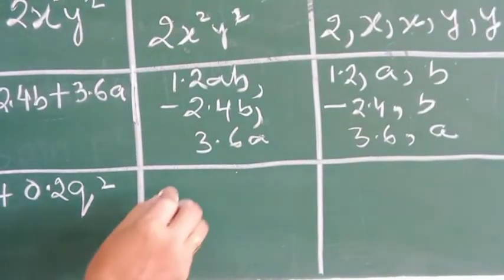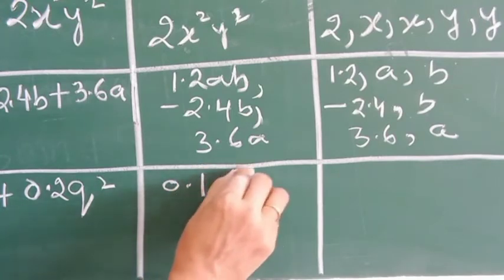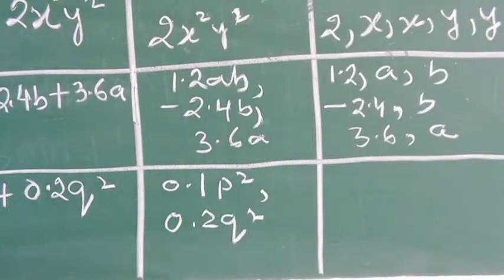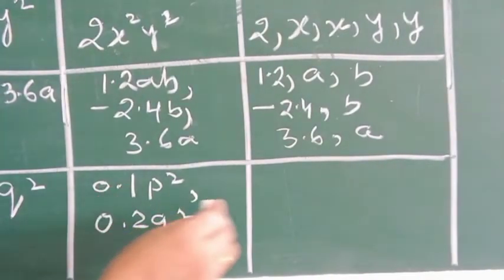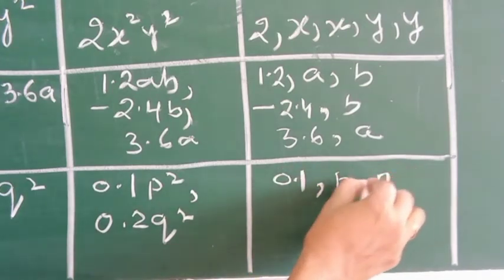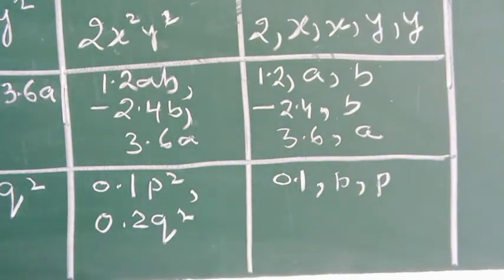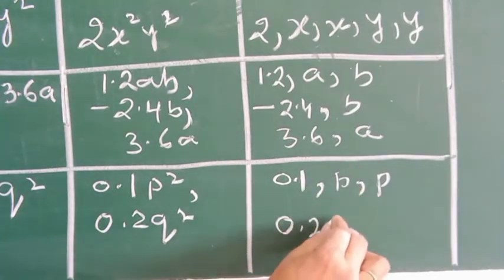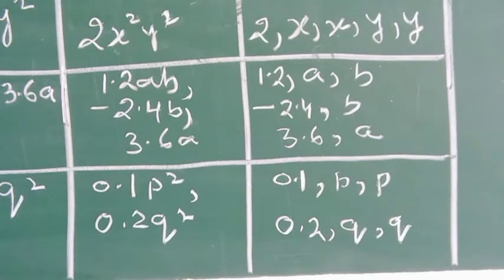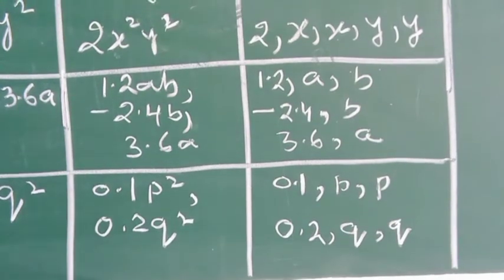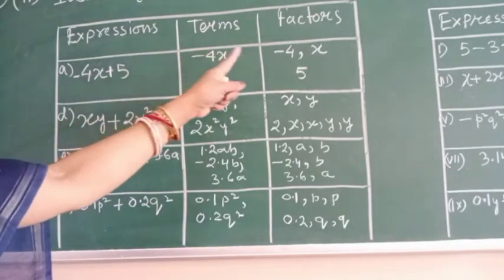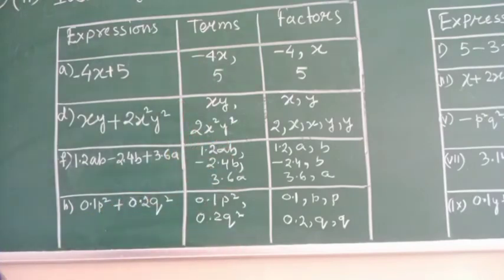Terms first you have to write: 0.1 p square, then 0.2 q square. Now you need to write the factors also separately. First one is 0.1, then comma p into p, because p is 2 times, 0.2 and q also 2 times, so q, q. These are all the factors we have written here separately. See here, we have done all the expressions, terms and factors separately, row wise and column wise.